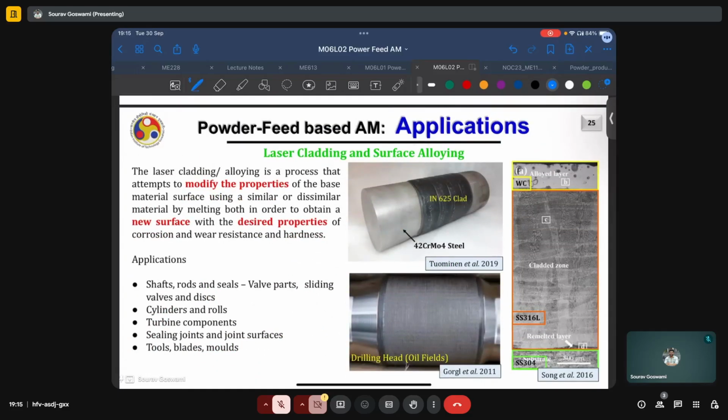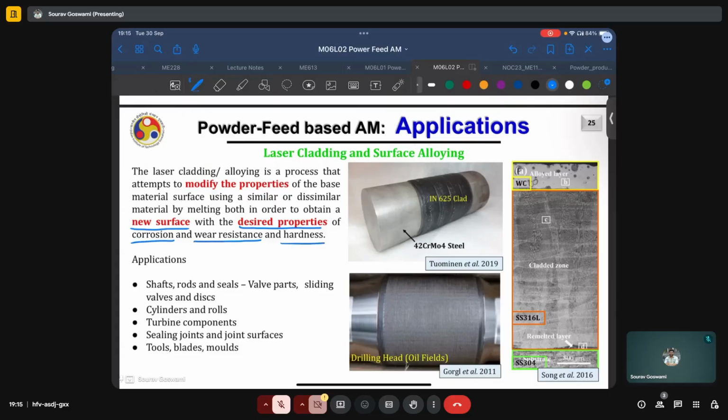Of course, the entire concept has been derived from laser cladding and surface alloying applications, which is a process that attempts to modify the properties of the substrate material using a similar or dissimilar material by melting both in order to obtain a new surface with desired properties, typically associated with corrosion resistance, wear resistance, and hardness.